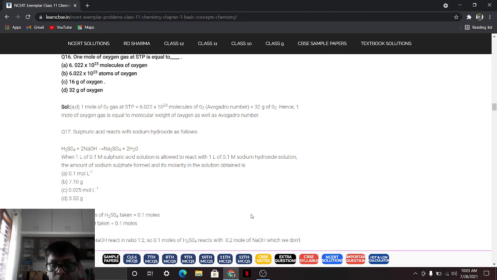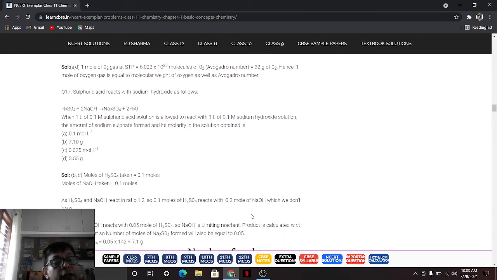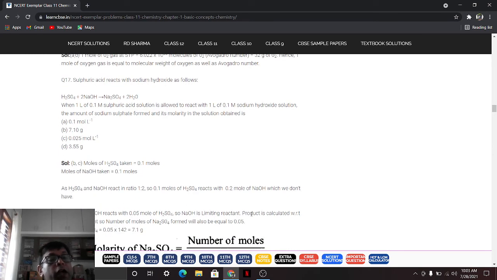Is it correct? Sulfuric acid and NaOH react in the ratio 1:2, as we can see from the equation. So 0.1 moles of H2SO4 reacts with 0.2 mole of NaOH. We don't have that much. 0.1 mole of NaOH reacts with 0.05 mole of H2SO4. So NaOH is the limiting reagent here.